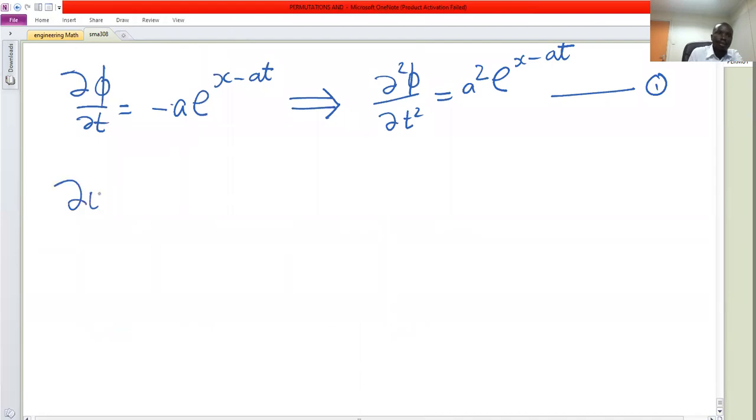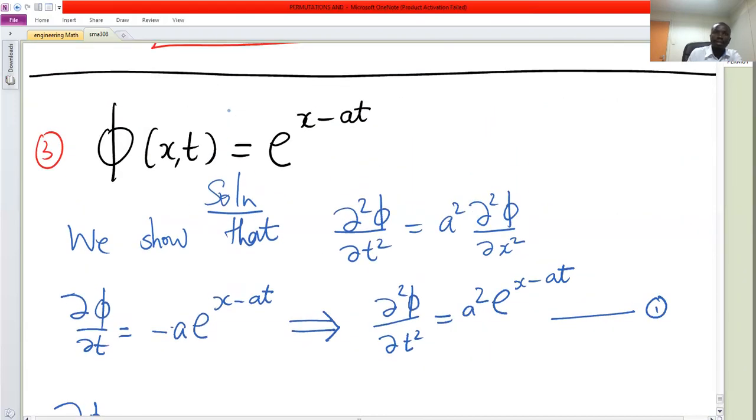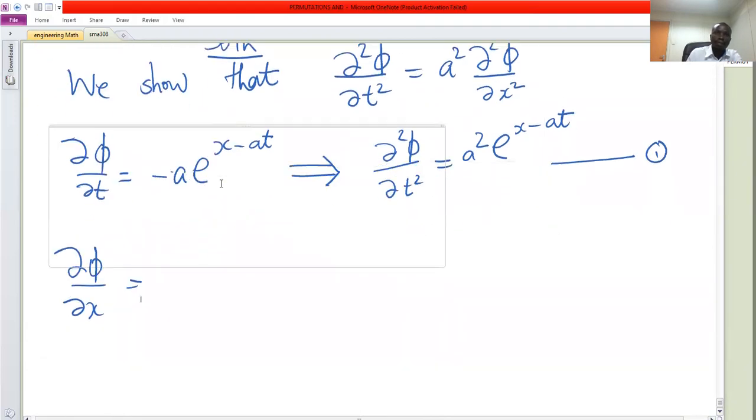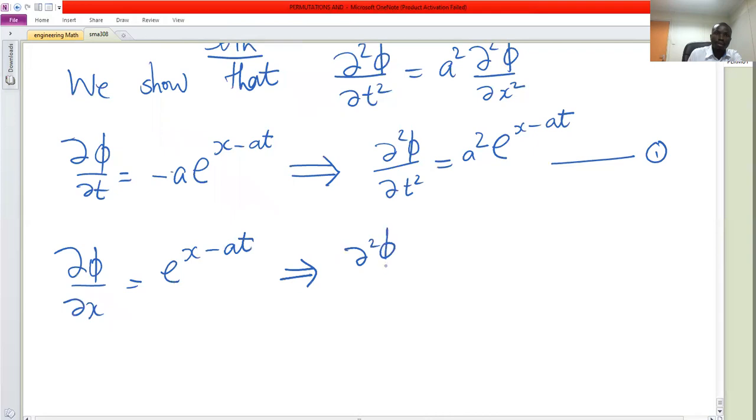Next one, partial phi partial x. So differentiate the power with respect to x, you get 1. So 1 times the function, you get here the same function. So you have e raised to the power x minus at, which means that partial squared phi partial x squared, differentiate this one with respect to x, you get 1. 1 multiplies the function itself, we have the same thing, x minus at. So call this one, say, equation 2.